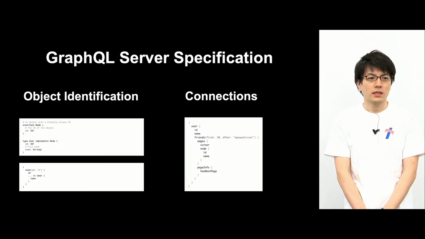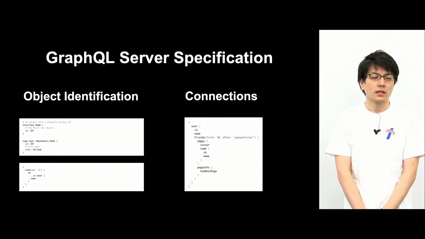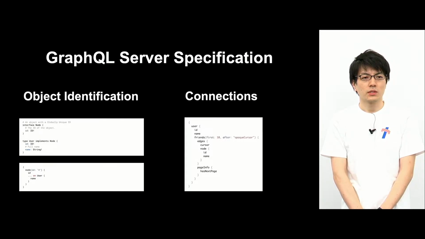Let me just quickly touch upon what this GraphQL specification is. So there's the object identification. All the objects should have a unique ID. And as a part of the specification, there is an item called connections. Those who use something other than Relay, I believe that you often refer to this.